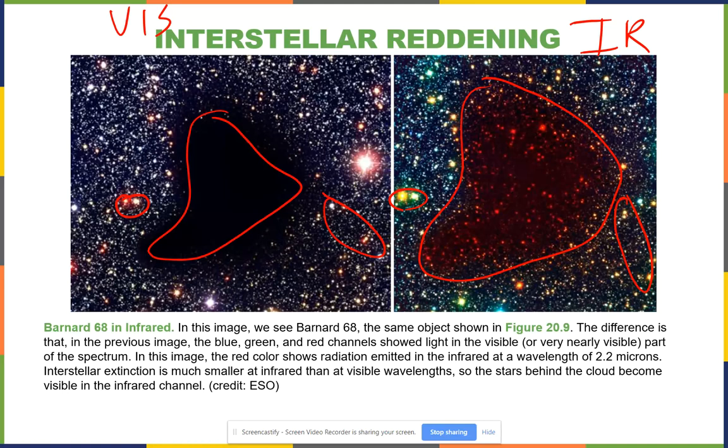And looking at infrared, we can see there is some red starlight coming through. There are stars behind it, just like you would expect. It's just a thick cloud that's blocking most of the light.